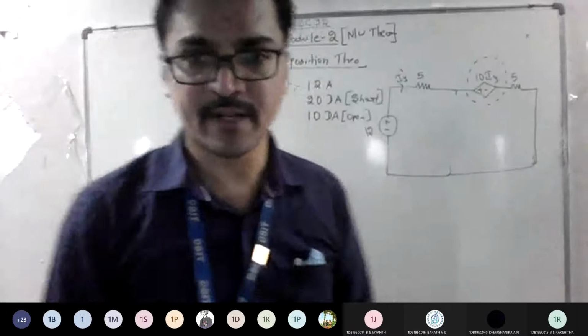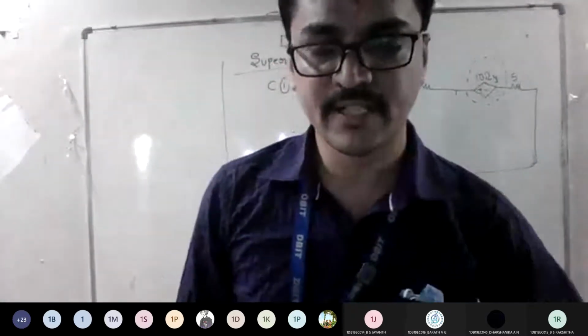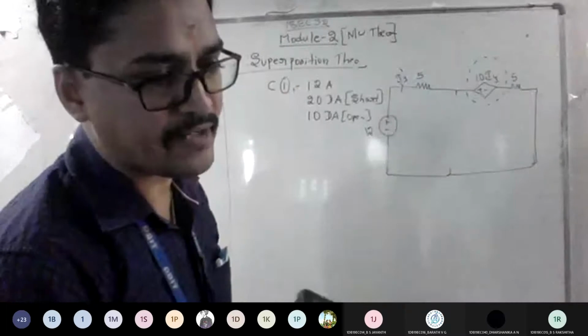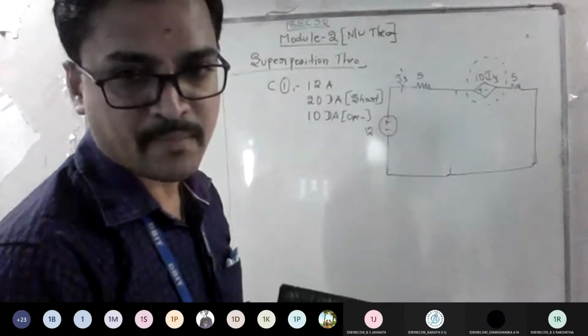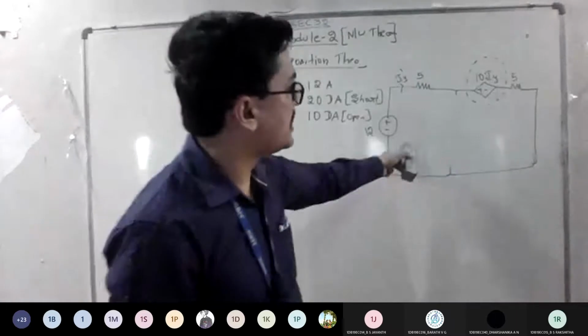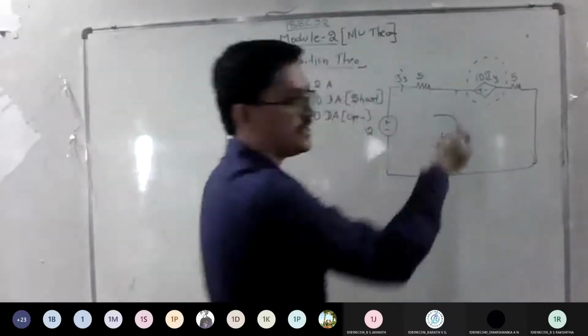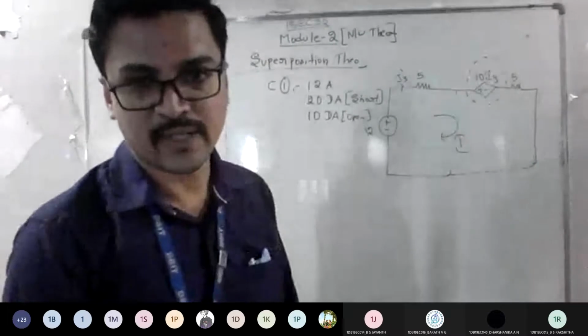So before that, what should you find? You should find what is IY. Can you find IY for me? Because it is a dependent part, right? How will you find IY here? By applying mesh analysis. So apply mesh analysis for this. I will take this completely as I. So the same current is nothing but your IY dash.